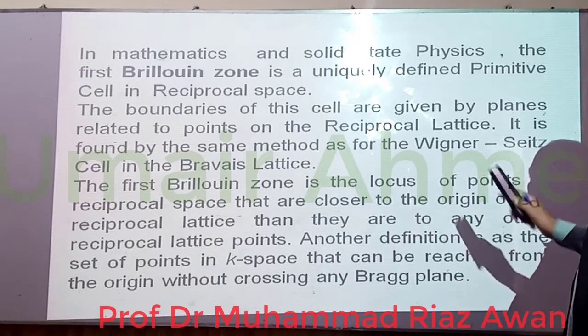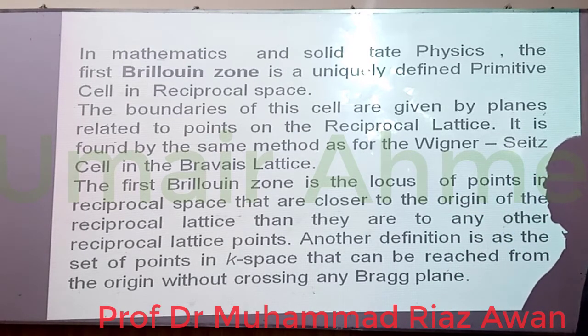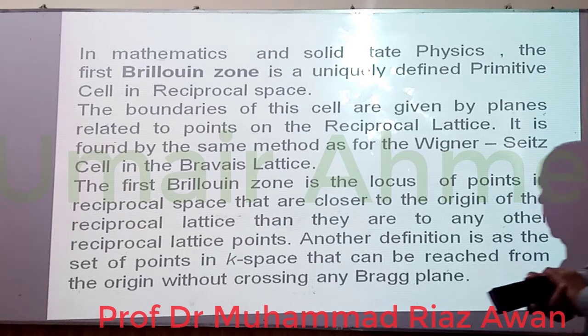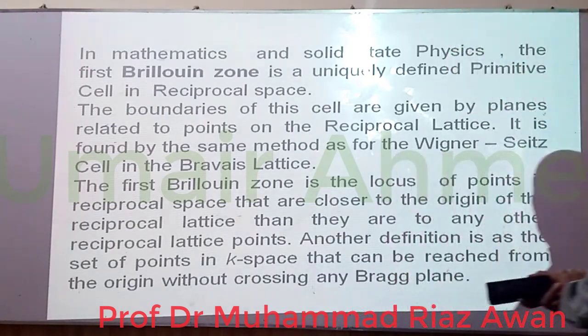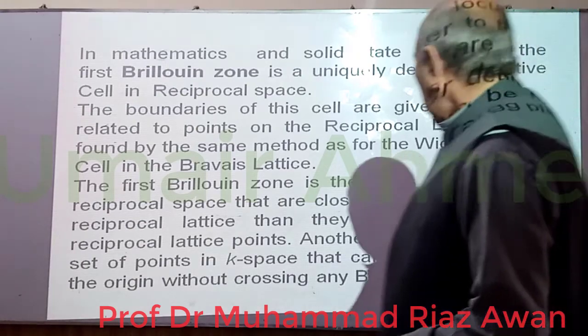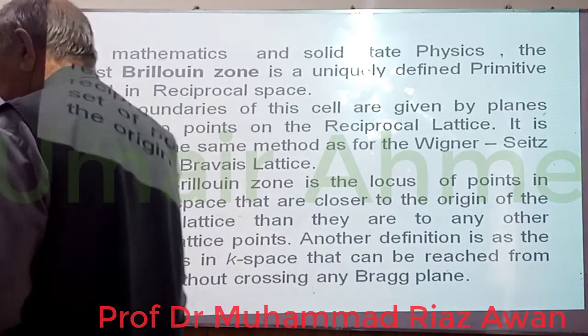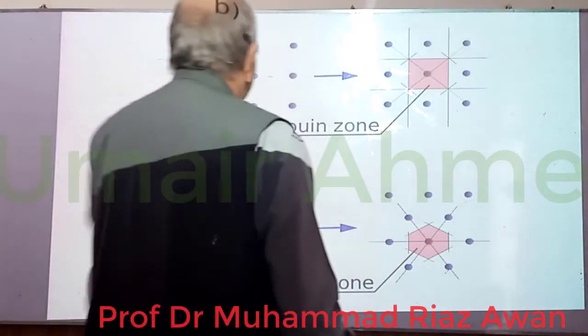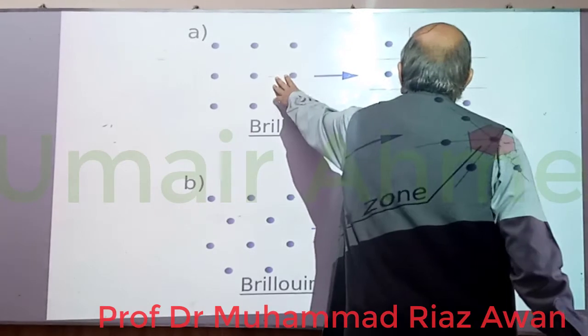The first Brillouin zone is the locus of points in reciprocal space that are closer to the origin of the reciprocal lattice than they are to any other reciprocal lattice point. Another definition is the set of points in k-space that can be reached from the origin without crossing any Bragg plane. So you can see here that this is the real lattice.